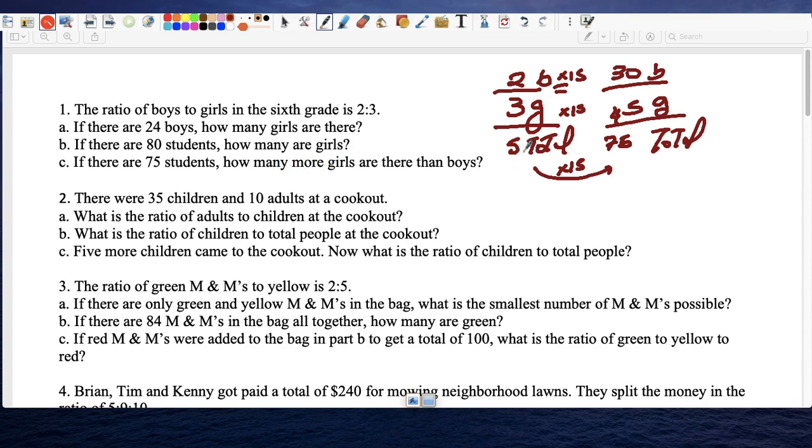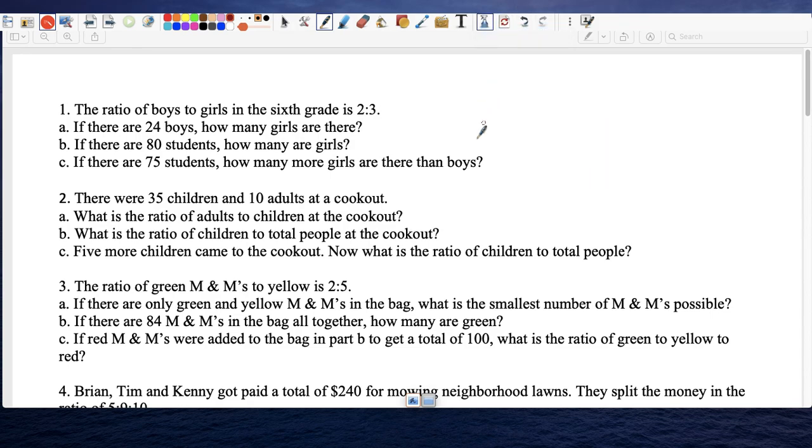How many more girls are there? Well, there's 15 more girls, right? Than boys, because 45 minus 30 is 15. Again, right?